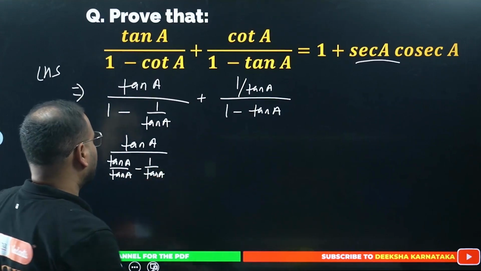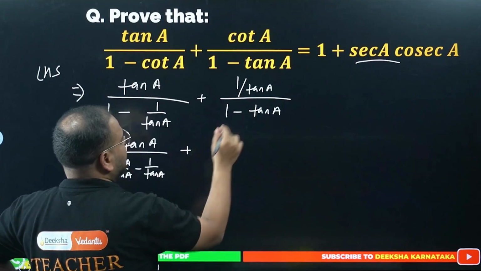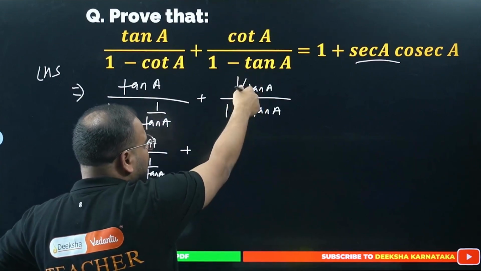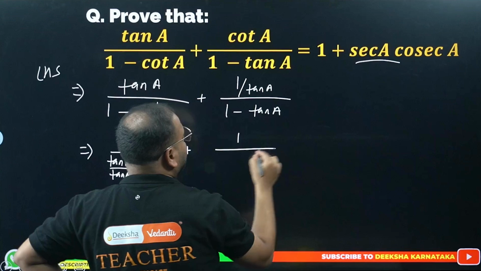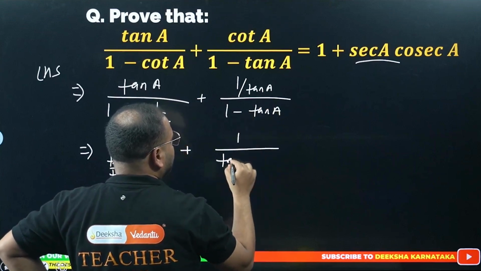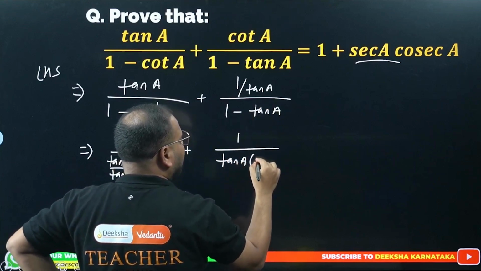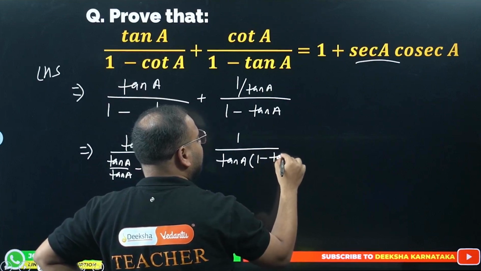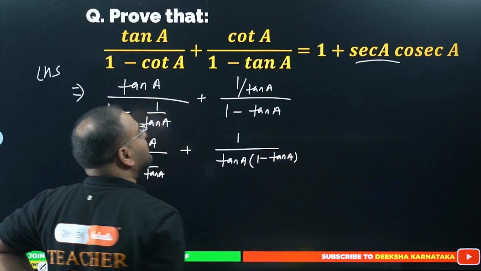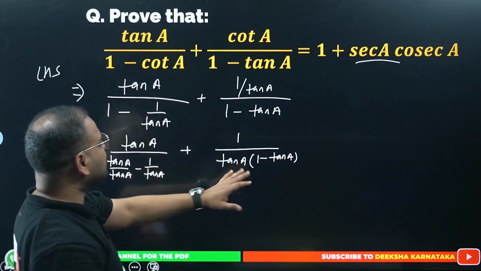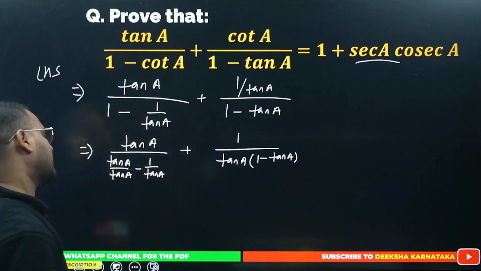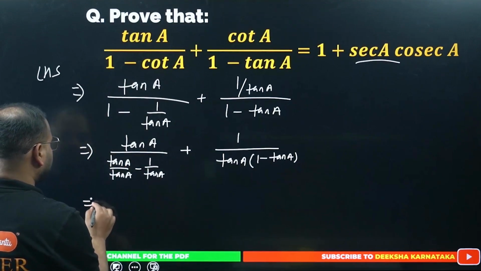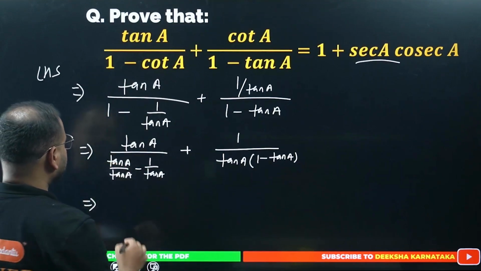Okay, chaliye. Now plus sign. This 1 by tan A I can bring down. So this will become 1 upon tan A will come here and 1 minus tan A will be there. So the tan A in the numerator has come down as tan A into 1 minus tan A. Okay, sir. Next step. Simplify this.